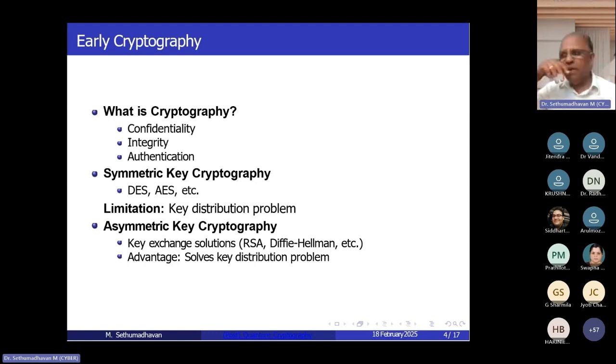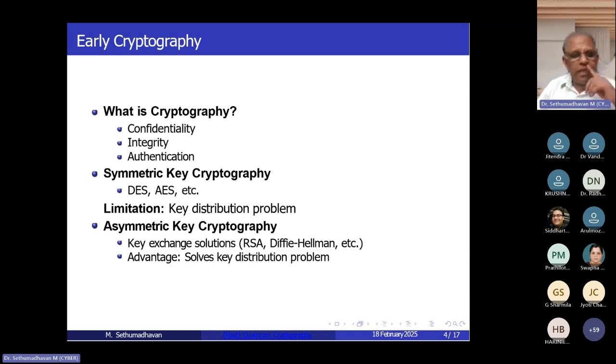Many designs came. Along with AES itself, there were 5 more designers. But predominantly every industry everywhere in the world is using AES. Equivalent to AES, for example, in China they are using a similar version called SM4. They are not using AES. But all other countries are using AES.